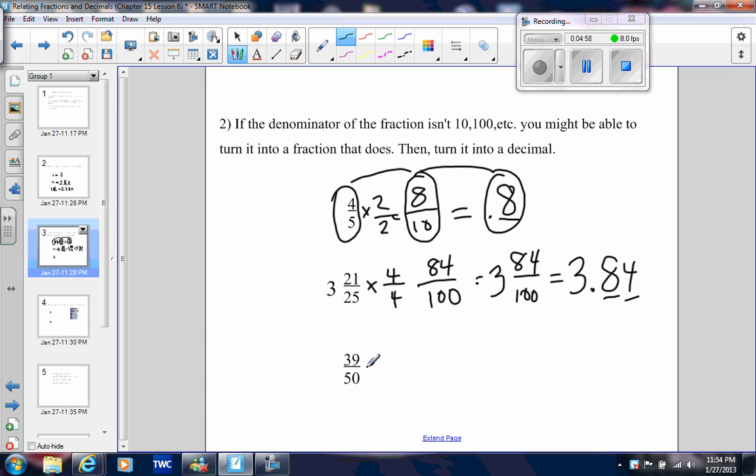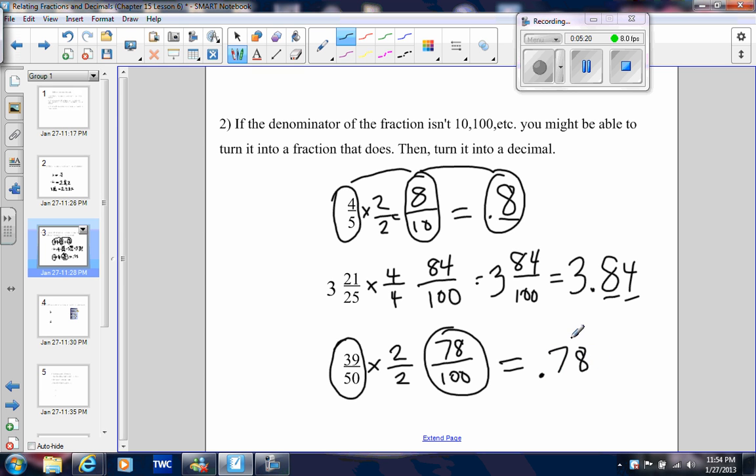All right, this one again, with one simple multiplication, we're going to have hundredths again. So 50 times 2 is 100. 39 times 2 is 78. 78 hundredths and 39 fiftieths are equivalent. And as a decimal, that's 78 hundredths. So that is equivalent to each of these.